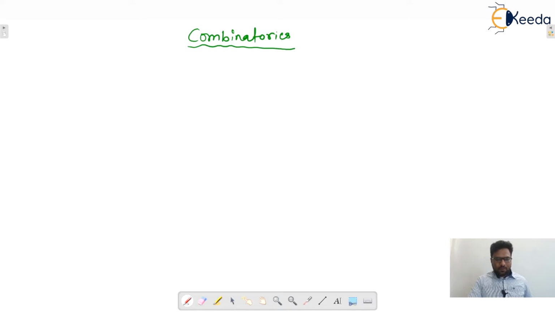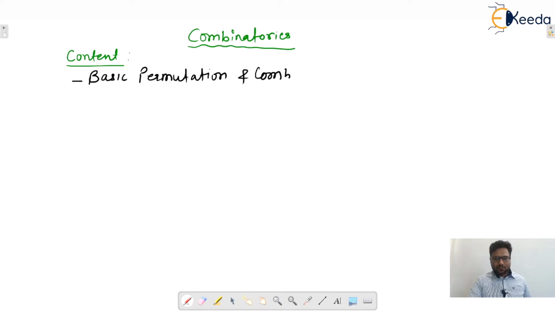So guys, this is a very important chapter in the entire discrete mathematics. Have a look at the content of combinatorics. First we'll start with the basics of permutation and combination, that is very important. Next we'll see advanced permutation and combination, that means advanced P and C.